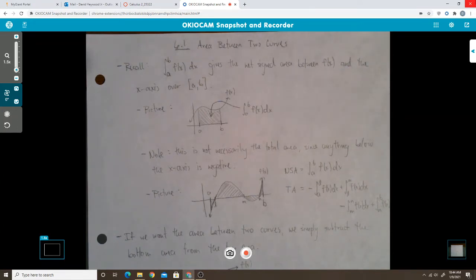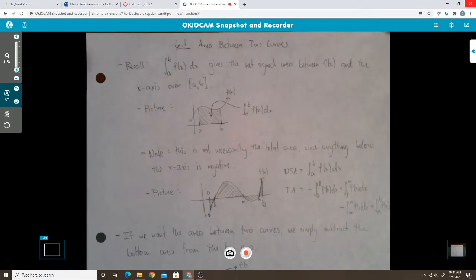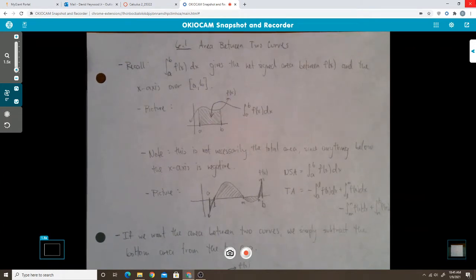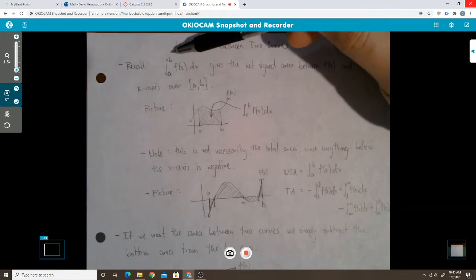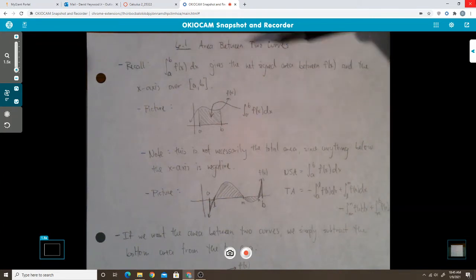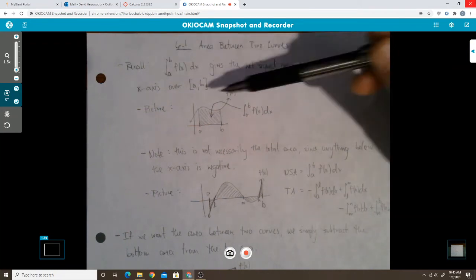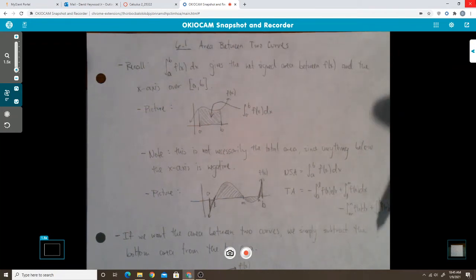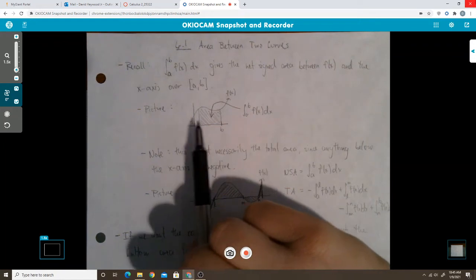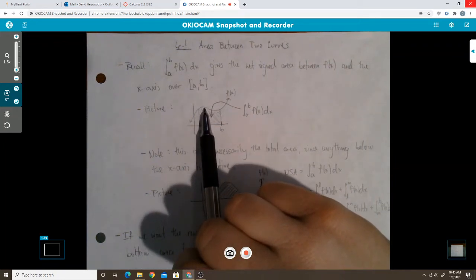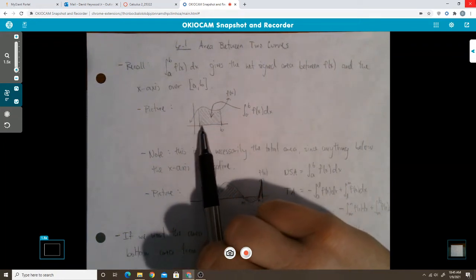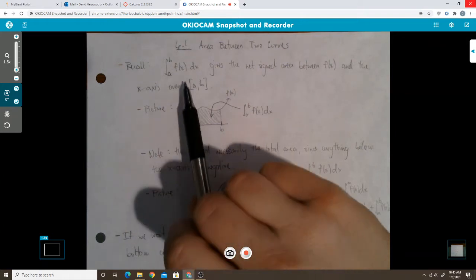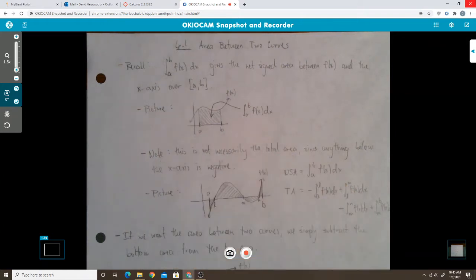Okay, so first of all, just as a reminder, and this is something that you would have talked about back in Calc 1, the integral from a to b of f of x dx gives the net signed area between f of x and the x-axis over the interval a, b. And so here's a picture, right? You're finding the area under the curve, between the curve and the x-axis over this interval. That's what this integral is.